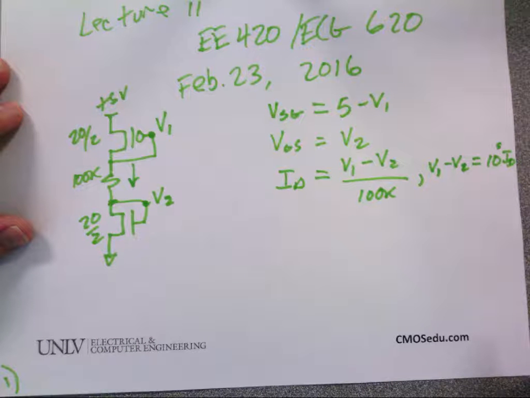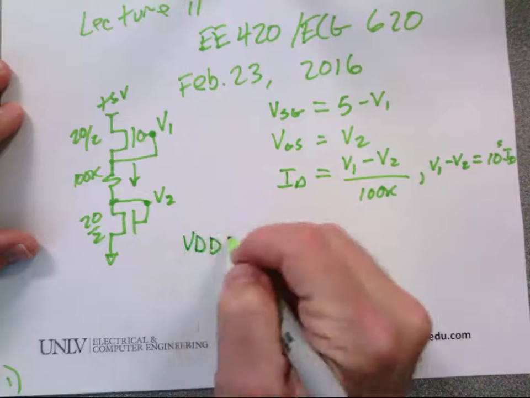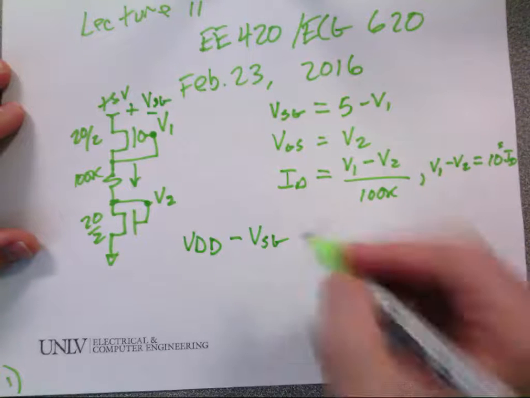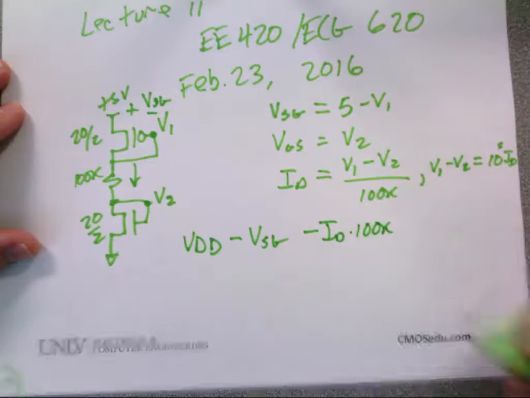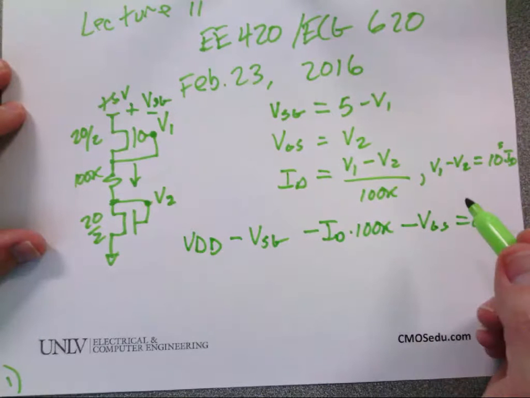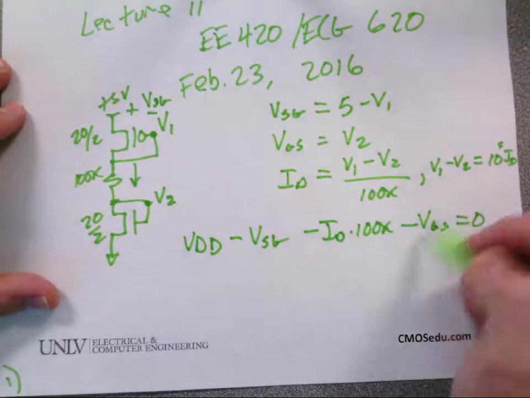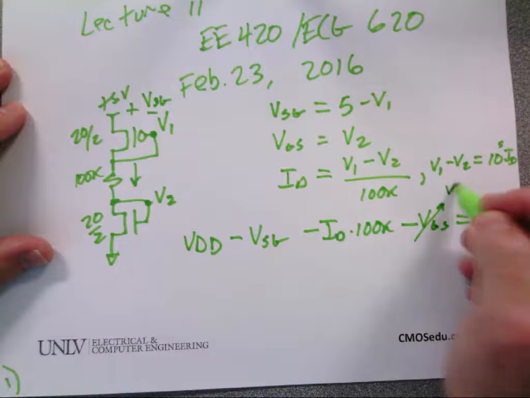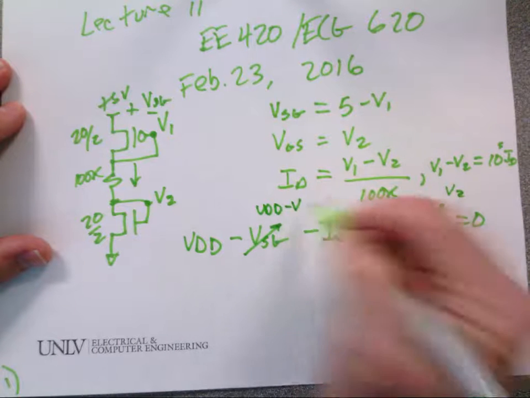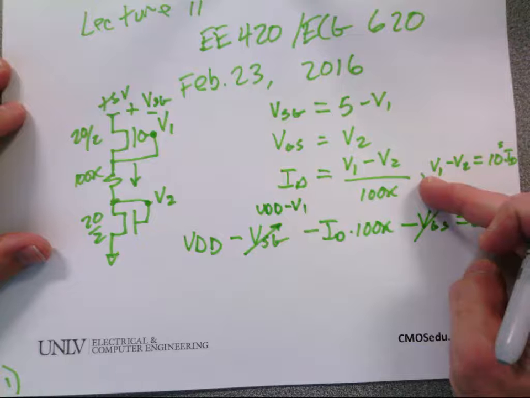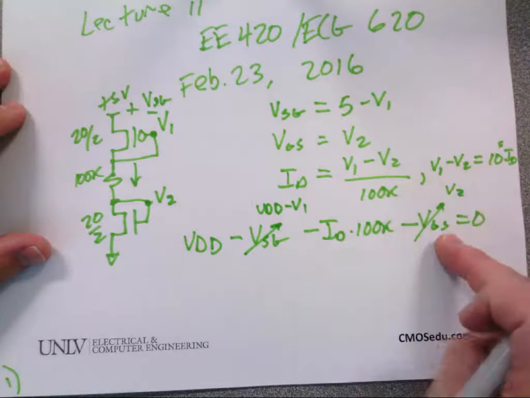Now I can write that, let's go ahead and I'll write it verbose like I did in the email. VDD minus VSG minus ID times 100K minus VGS equals 0. But I know this is equal to V2. And I know this is equal to VDD minus V1. So when I simplify this, what do I get? I get this equation, right? So it's not buying me anything.